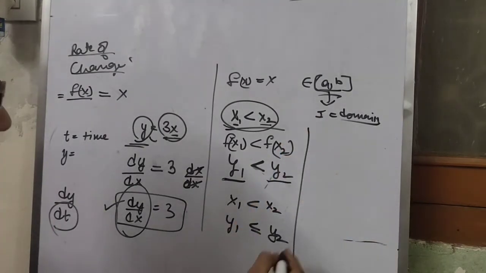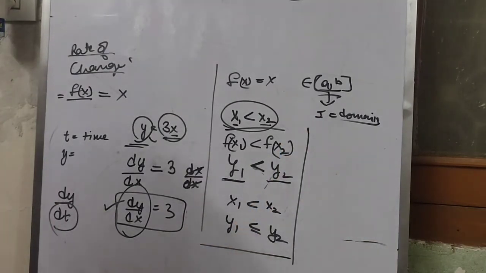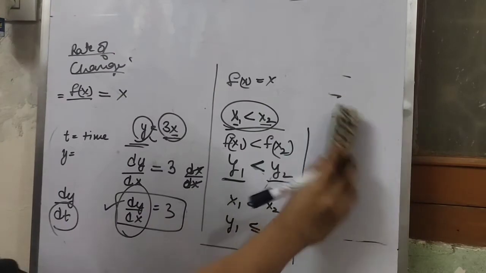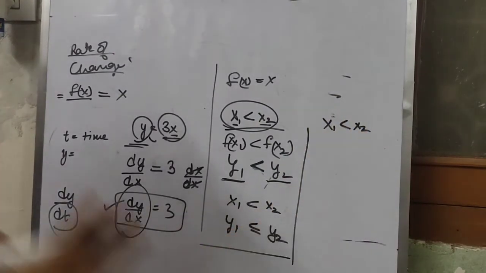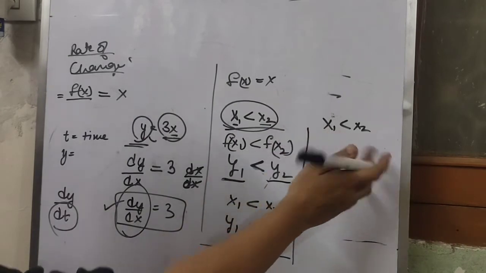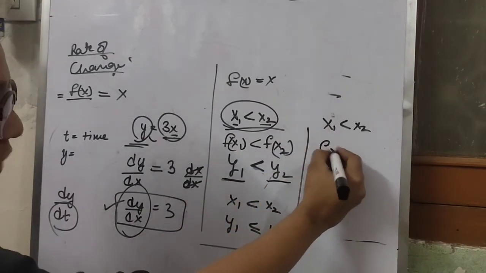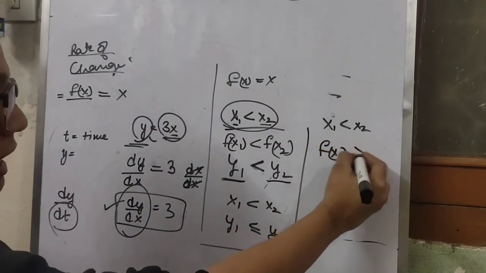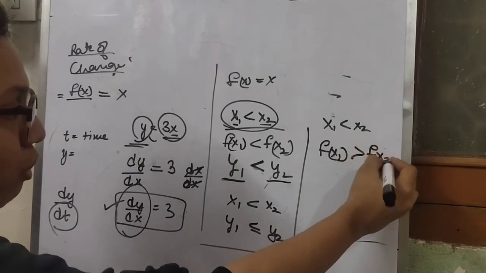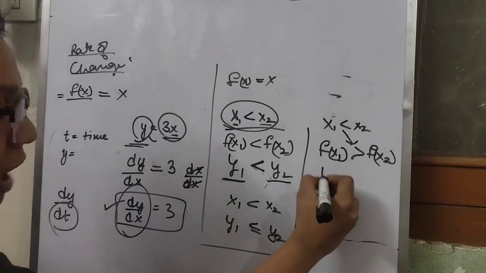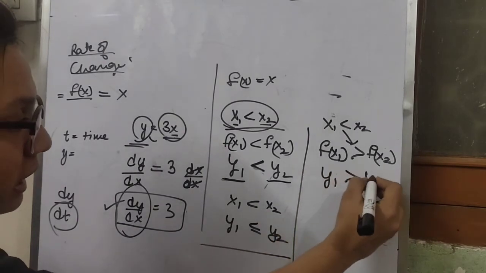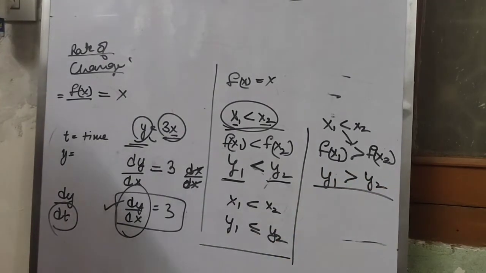Now the next part is when I am again taking x1 less than x2. The values will be again less than x2, but here if my functional value of x1 is greater than the functional value of x2, that is, my signs have changed now and my y1 will also be greater than y2, then I will say my function is strictly decreasing.